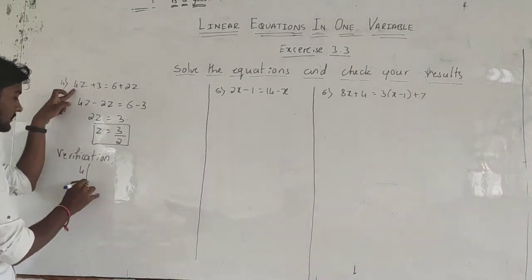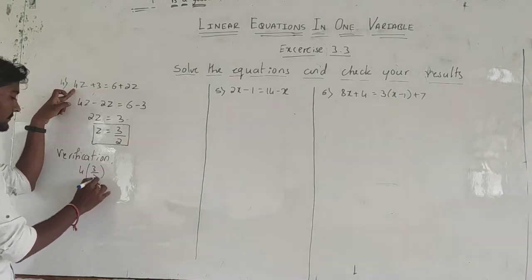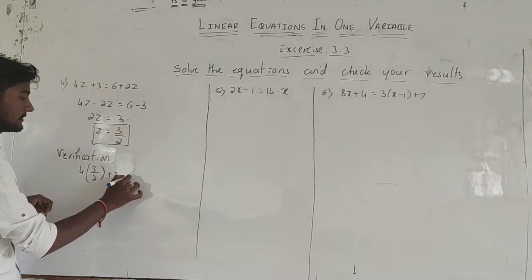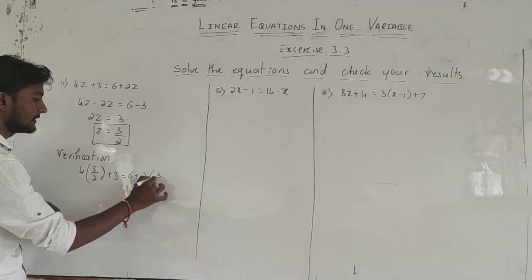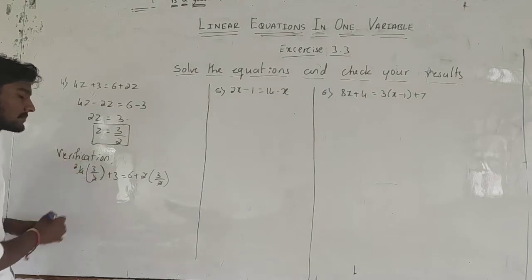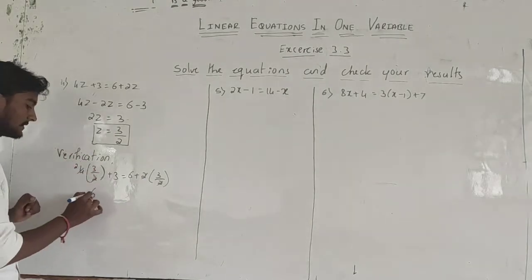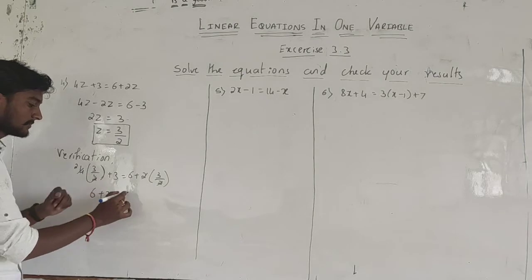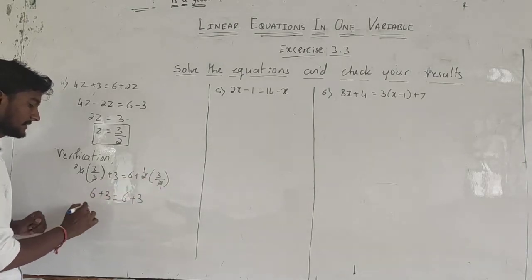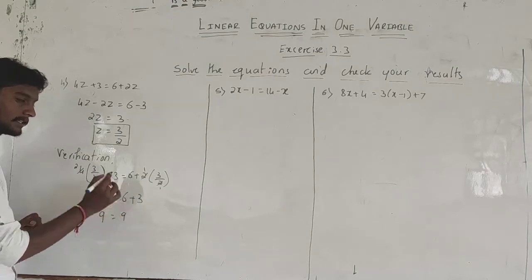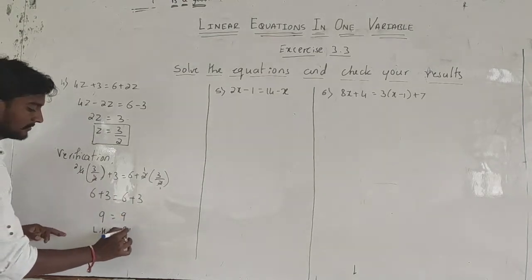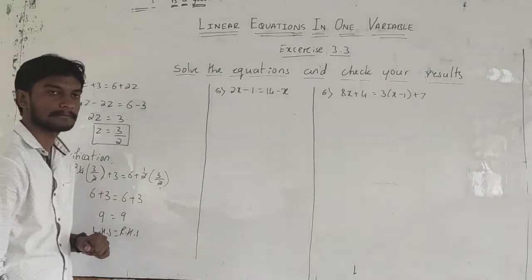In place of z, you have to substitute 3 divided by 2. Plus 3 is equal to 6 plus 2 into bracket 3 divided by 2. 2 and 2 cancel, 2 into 3 is 6, plus 3 is equal to 6 plus, the 2s get cancelled, only 3 is left. 6 plus 3 is 9, 6 plus 3 is 9. LHS is equal to RHS.